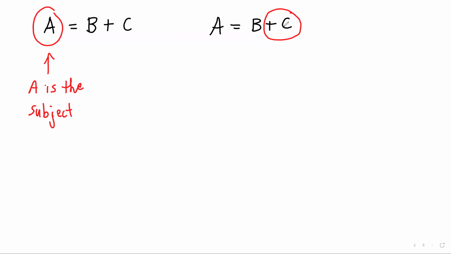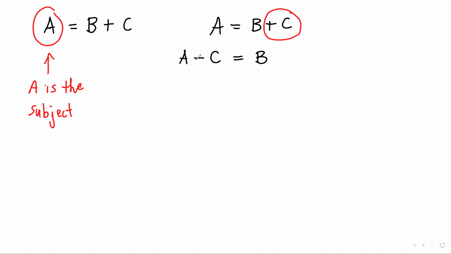C is being added here, and the opposite of addition is subtraction. So B is therefore equal to A take away C, because since this is plus C, when I transpose that plus C to the other side of the equation, it becomes minus C. And here I have A minus C is equal to B.